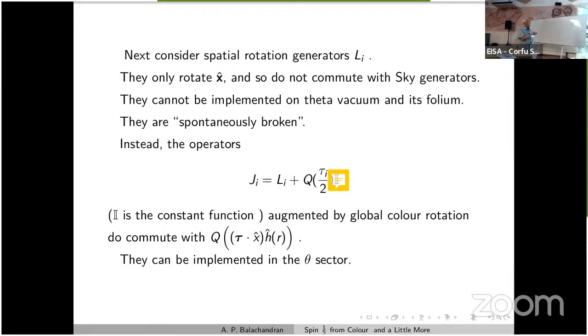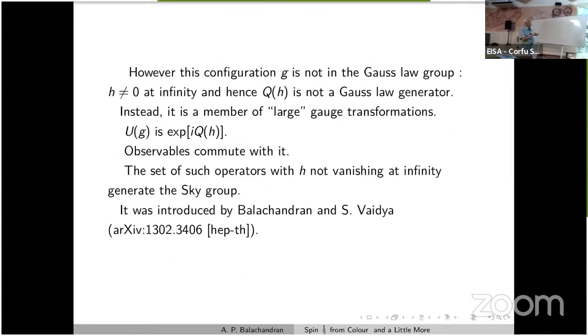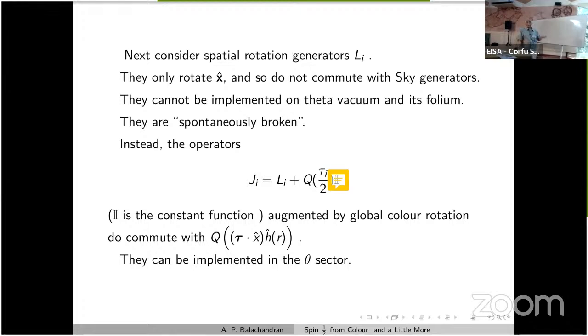The Ji clearly will commute with H, because it will rotate both X hat and tau. So this thing will not change. Well, this is a function of the radial variable. So if I add this extra term to Li, this J will commute with the Gauss generator of the large gauge transformations. I have to augment the orbital angular momentum by a global color rotation in order that it commutes with this large gauge transformation generator in the quantum theory. So this operator can be implemented in the theta sector, not the one without the Q, because it will change the theta sector into something else. I'll come to what happens in a minute.